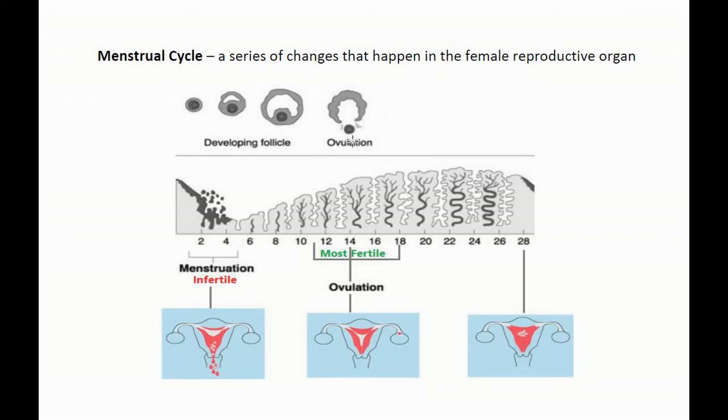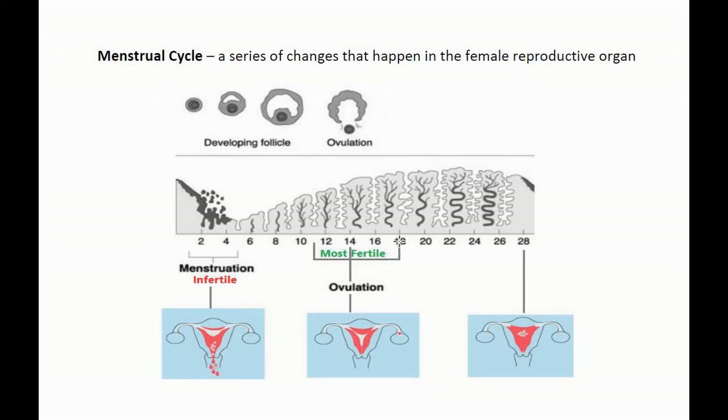Remember, the time the egg lives is short, and these dates are an average. So the egg can come out on day number 13 or day number 15, and it lives for 24 hours. So this period, to be safe, from 11 to 18, is the most fertile period. This is the period wherein if a girl or a woman and a man were to have sex, then they have better chances of getting pregnant.